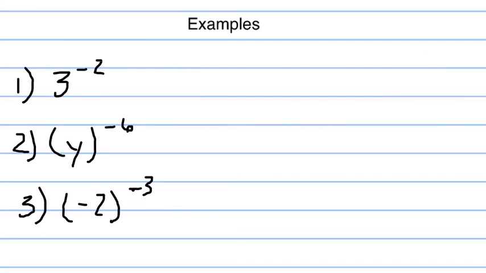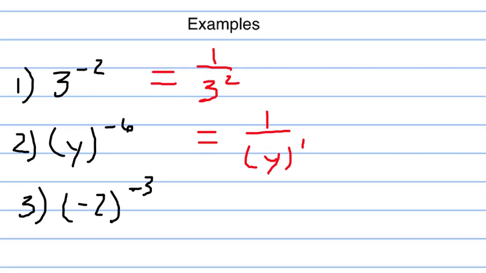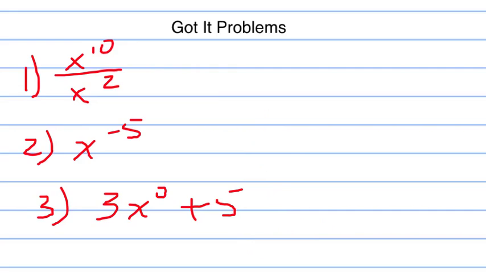Okay, so let's look at these examples. If I have 3 to the negative 2 power, that means I actually have 3 squared in the denominator: 1 over 3 squared. If I have y to the negative 6th power, that equals 1 over y to the 6th power. And then the last one, my base is negative 2, so I still have negative 2 in my parentheses to the 3rd power, written as a fraction.